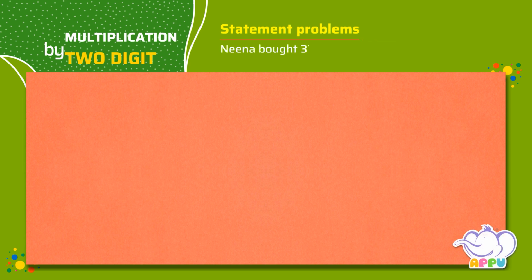Naina bought 37 books for Rs 9.2 each. How much did the books cost in total?